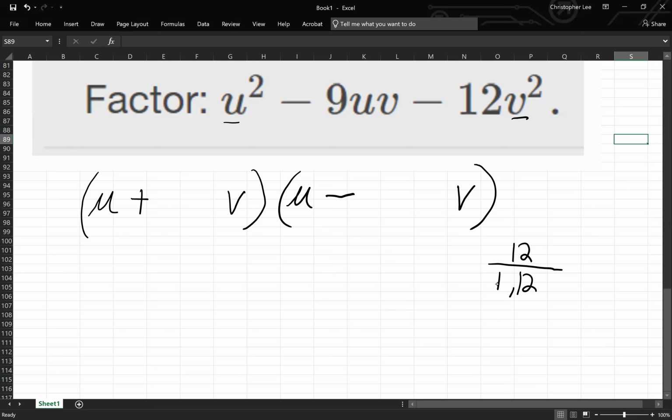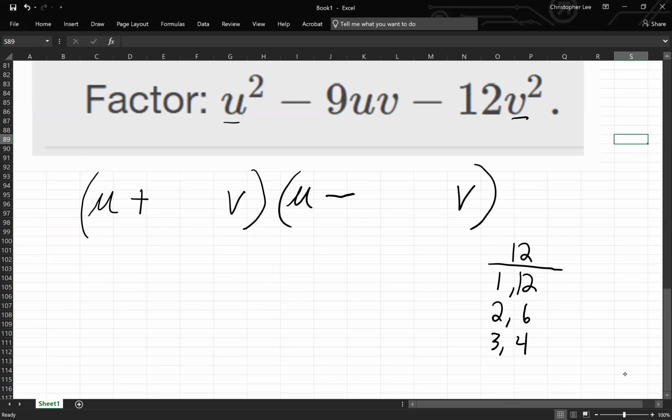So if I were to subtract 1 and 12, I don't get 9, so that can't be it. Let's try 2 and 6. If I subtract 2 and 6, that's 4, that's not 9. All right, let's keep it going. What about 3 and 4? If I subtract 3 and 4, that's 7.